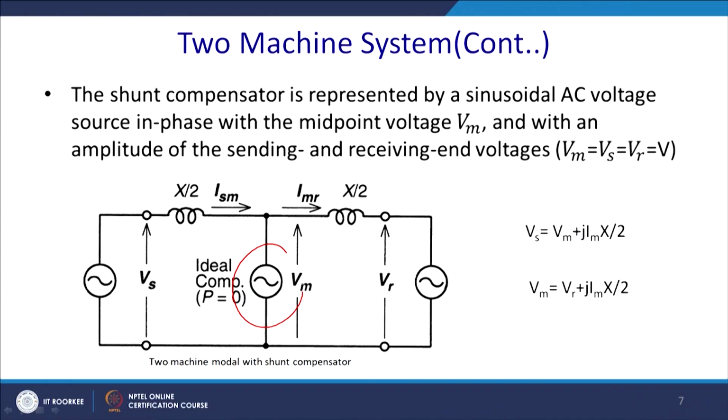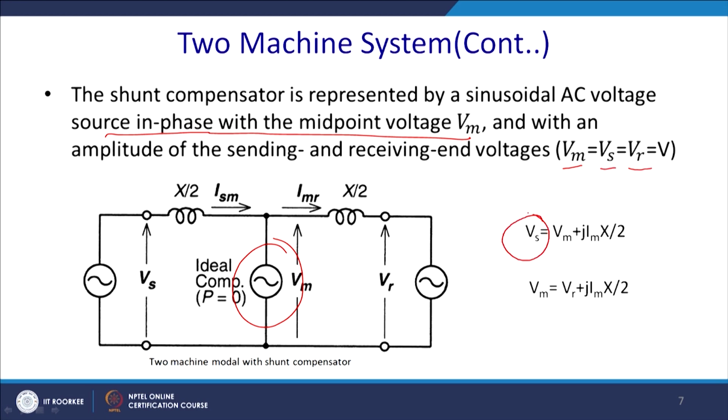Again, we shall continue with the two machine model, and the shunt compensation is put at the midpoint. This shunt compensation does not contain any real power, so no real power is coming from the source. Shunt compensation is represented by a sinusoidal AC voltage source in phase with the midpoint voltage Vm, with the amplitude of the sending and receiving end voltages Vm equal to Vs equal to Vr equal to V.